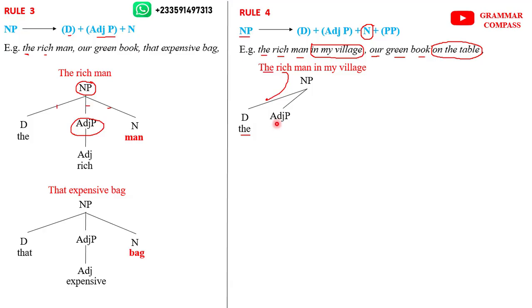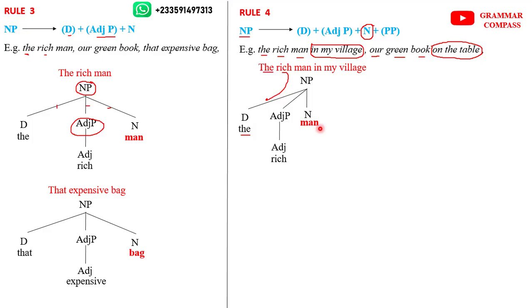Then we expand this adjective phrase. So we draw another branch and write our adjective, which is rich. Now we are done with the pre-modifiers. That is the determiner and the adjective phrase. Now let's move on to draw a branch node for man, which is our head word. We will draw a vertical line and then write N to represent the head word man.